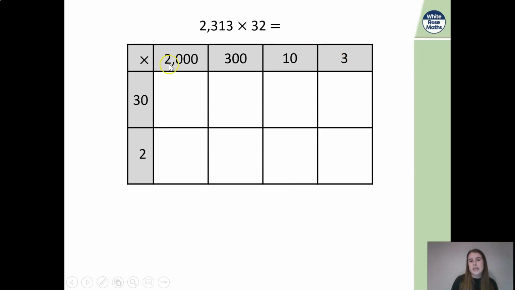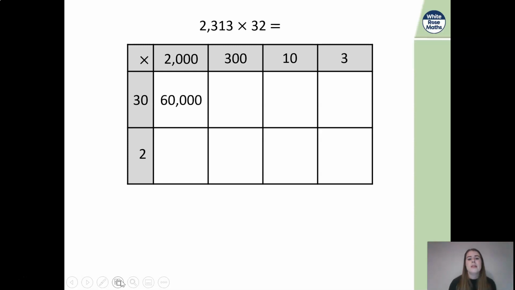So we could partition this either way. We could have had 32 along here and 2,313 down here. It makes no difference because we know when we're multiplying, that number's getting bigger anyway. So let's partition it into the grids that we've got it in. And we're going to start with our very first sum here of 2,000 multiplied by 30. So we know if we look at our unit values, we've got 2 times 3. So we know it's going to start with 6. And I've got 4 zeros, which means I've made my number 1,000 times bigger. So it's going to be 60,000.